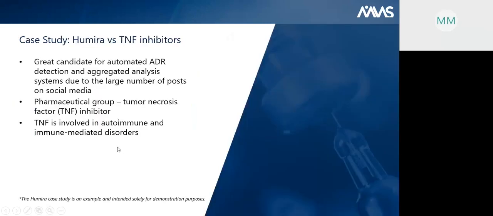For our test medication, we used Humira as a great candidate for automated adverse drug reaction and aggregate analysis systems due to the large number of posts in social media, first of all. That is why we selected it as a test medication for our case study. Humira is a tumor necrosis factor inhibitor, so we decided to use the entire group of TNF inhibitors as background medications. This allowed us to test disproportionality reporting algorithms for social media data.